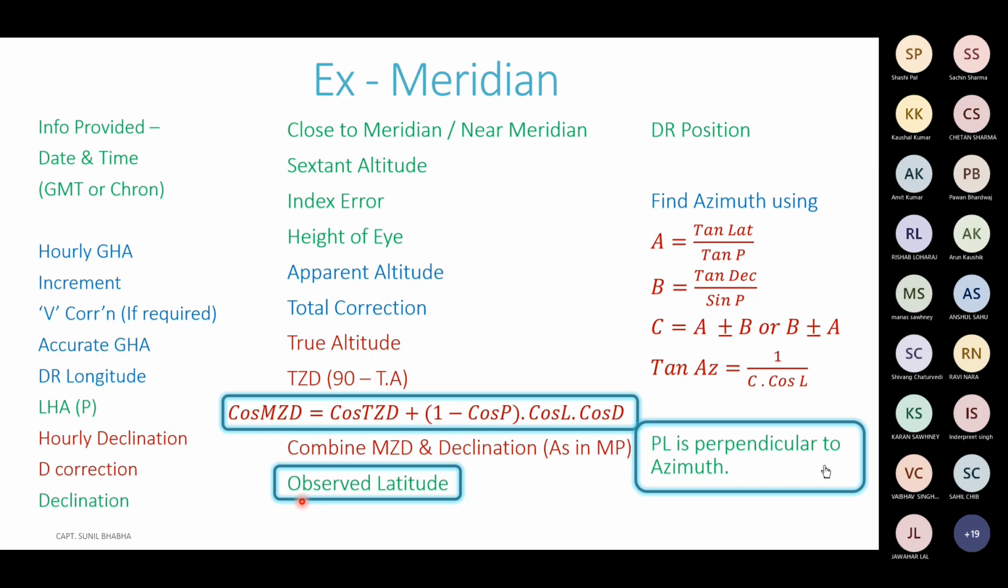Yes, beta, yes. There is no plus minus here. The signs are fixed. Whatever is the direction of the latitude or declination does not matter at all. Just put the values here and you will get the answer.